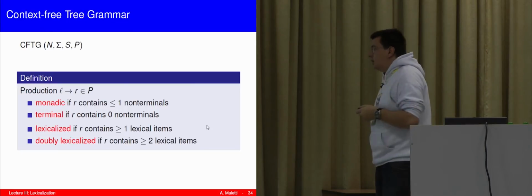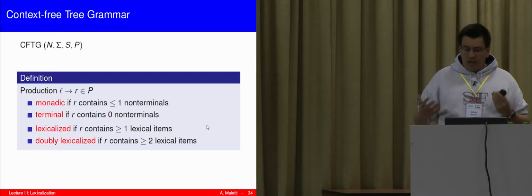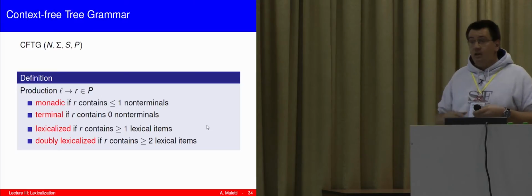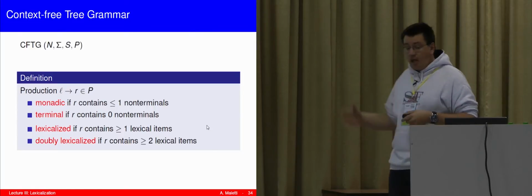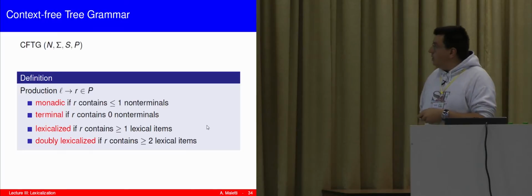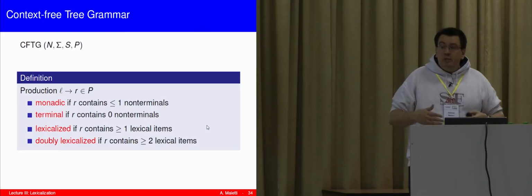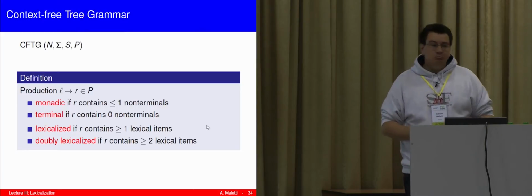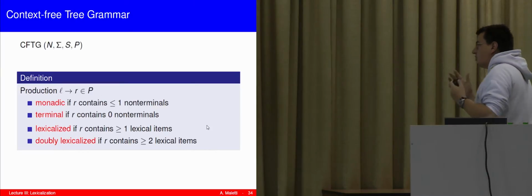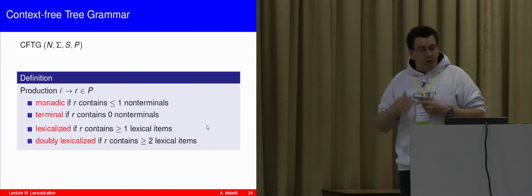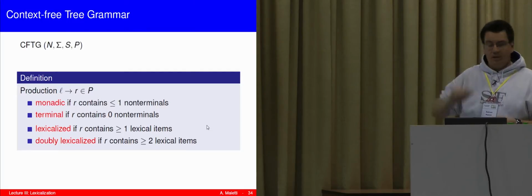Okay? And now you come to the main definition that you'll need. A production is lexicalized if it contains at least 1 lexical item. That's really not surprising, right? That was the definition already that I gave, the meta definition. But we'll need a funny one, which is called doubly lexicalized. And you just have to have 2 lexical items. Okay, that's just a definition. So sometimes you need 2. And you'll see in a moment where you need 2. So lexicalized, 1 lexical item, doubly lexicalized, you need 2 lexical items.